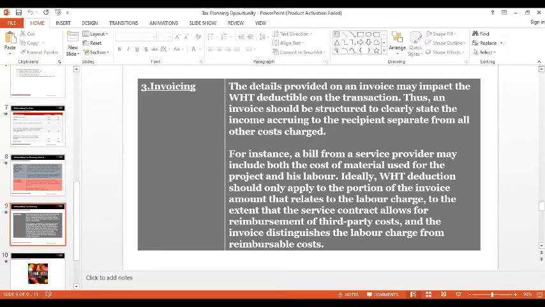Now, if two companies, for example, have done the same job, and one is not deliberate about how it structures its invoice, just raises invoices anyhow, I tell you, it will be exposed to a higher withholding tax rate than a deliberate company that knows what it is doing. The detail provided on an invoice may impact the withholding tax deductibility of transactions. Thus, an invoice should be structured to clearly state the income accrued to the recipient separately from all other costs charged.